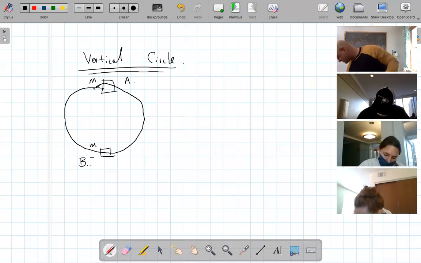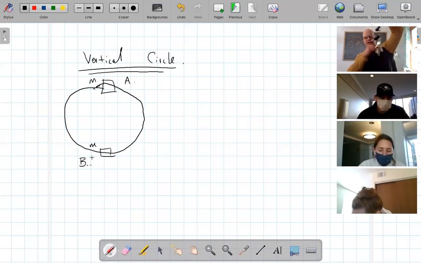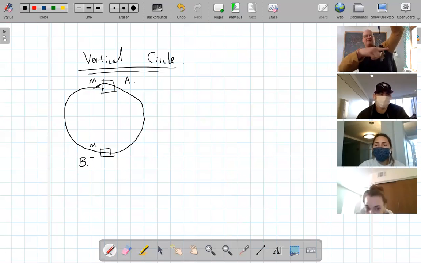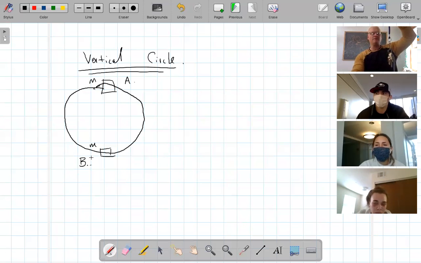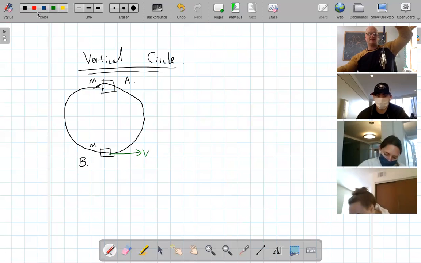My keys are swinging and they're in the bottom position down here. What forces are acting on my keys? Remember, this thing is swinging, so at this point it has an instantaneous velocity going this way, and it has a centripetal acceleration going upward. So let's draw those two things on here. My velocity is moving in this direction, and I have centripetal acceleration moving upward.